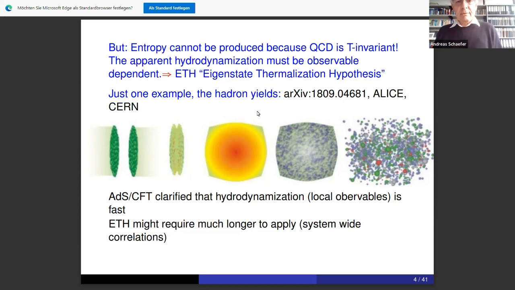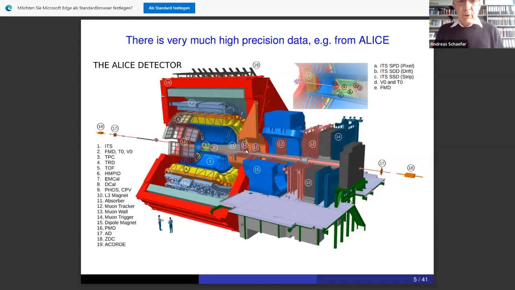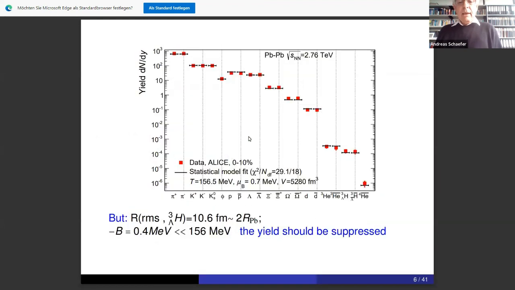Let me just show you first that there are real experiments taking tons and tons of data. There are petabytes of data. So the experimental situation is great. It's just the theoretical understanding which is insufficient. And just one plot to demonstrate that: that is the yield you get for different hadron species, like pions, kaons, protons, lambdas, and so on. And then you simply fit that by a thermal distribution with basically a single parameter, which is the temperature. And the baryon chemical potential is basically zero.